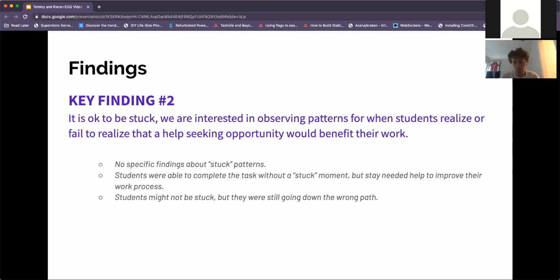Oftentimes students overcome their obstacles through being stuck, and since we're working on challenging problems, being stuck is often important. Especially because a person might not be stuck, but still be going down a path using a poor work strategy or a poor approach to what they're trying to work on.